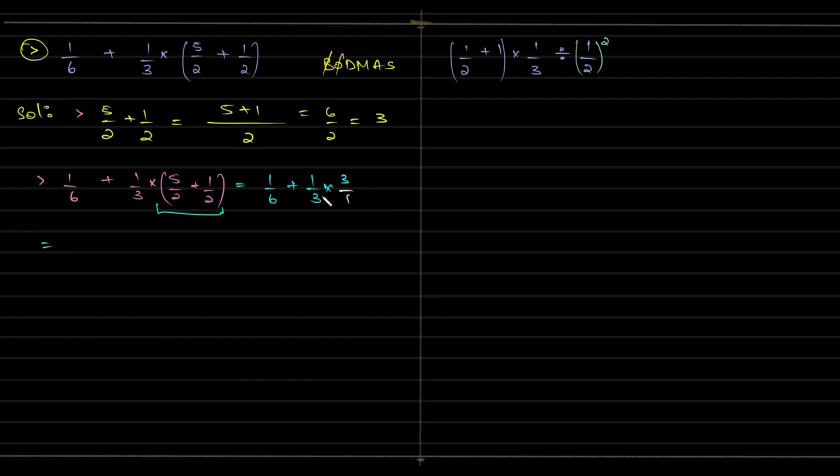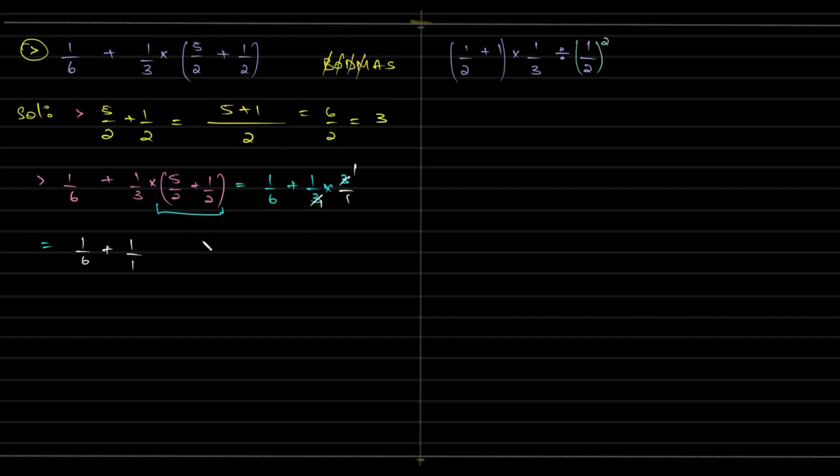So this is quite simple. 3 divided by 3 is 1. So we have 1 by 6 plus 1, right? All of this will result in 1. So this is again an integer. An integer I can convert to a fraction by dividing with 1. So here the division and multiplication is done.